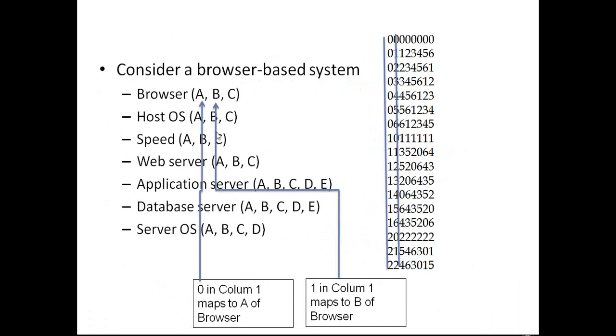So what would happen is that we will create a table of all these rows with zeros and ones replaced by the actual values of the browser, actual values of host OS, speed, etc. And we get 49 rows which will tell that for row number 1 you have to test browser A with host OS A, with speed A, with web server A, and application server A, and database server A, and with server OS A. That's how we will get 49 combinations rather than 8,100 combinations.